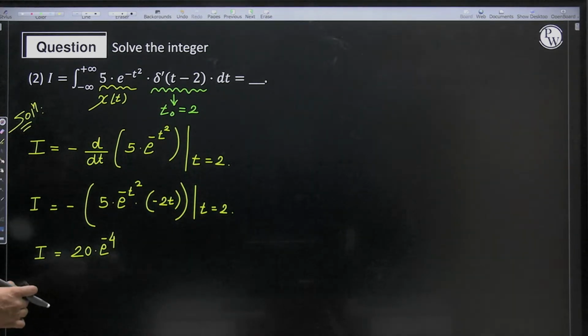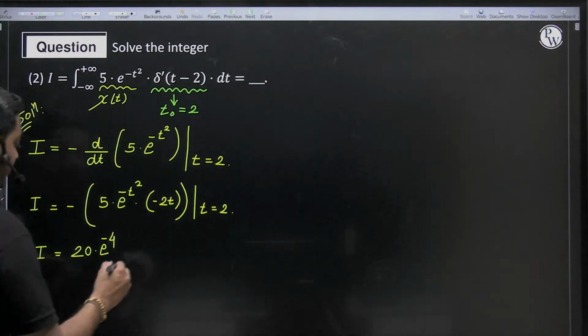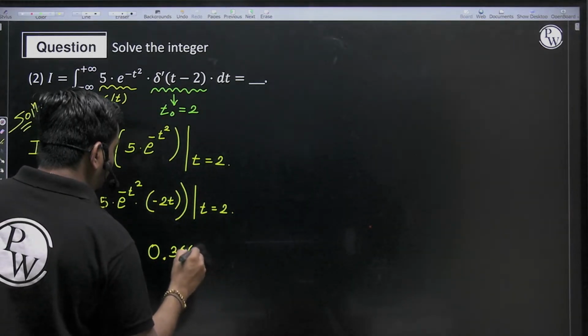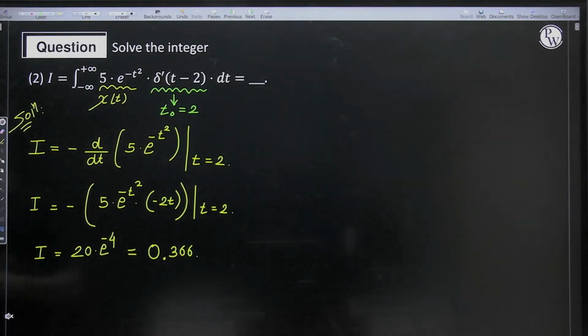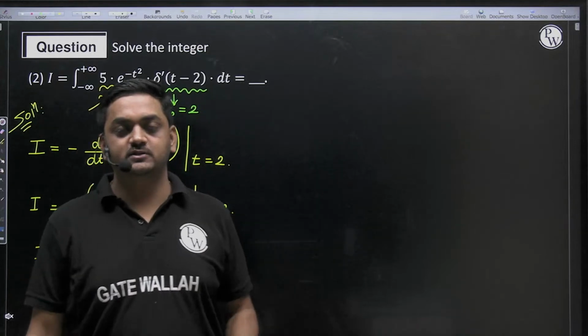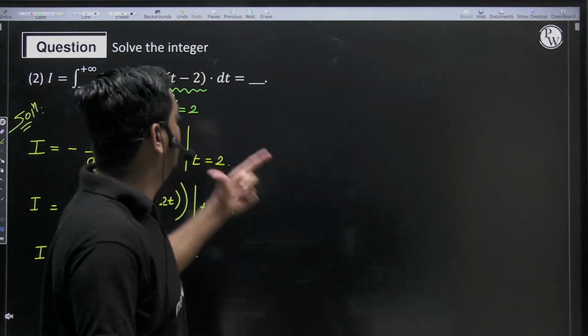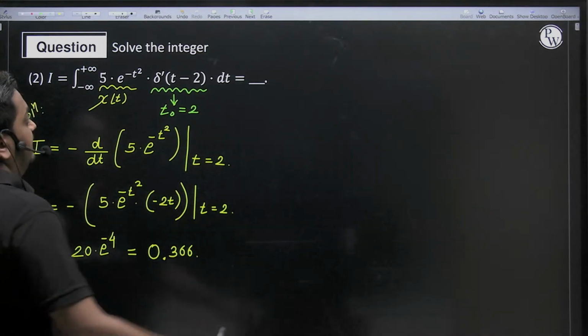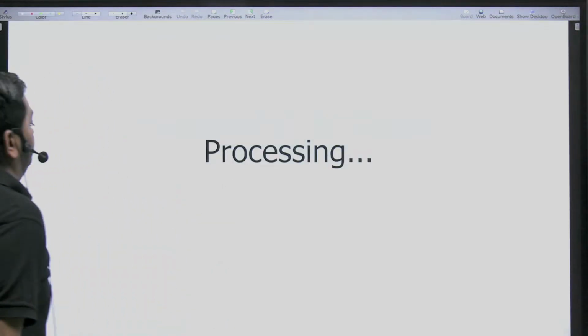So 20 e to the power minus 4 into 20, guys. So I think 0 point, you will get 0.366, guys. So 0.366 is the right answer of this question. Fine, clear? Any doubt? So this is a question based on the property of the doublet function, guys. Clear? I hope all of you are getting. So this is the end of this topic.